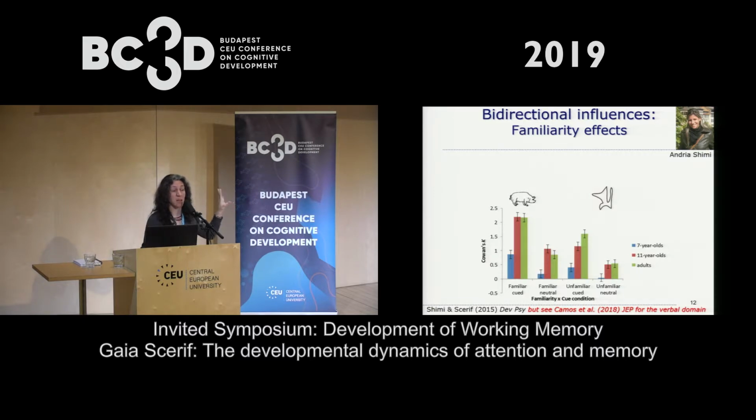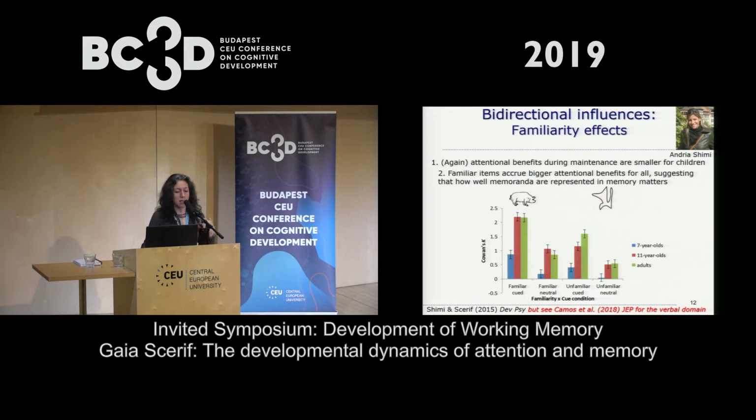So now I'm plotting Cowan's K, a capacity measure, not the capacity benefit that cues accrue. And that's because I wanted to point out that she replicated, even in this context, her basic finding that overall younger children are poorer at remembering 4 items than older individuals, and that cues across all age groups improve that memory. But interestingly, familiar items accrued bigger attentional benefits in this experiment than unfamiliar ones for all groups of participants, which told us that how well memoranda are represented might matter to how well we orient our attention.